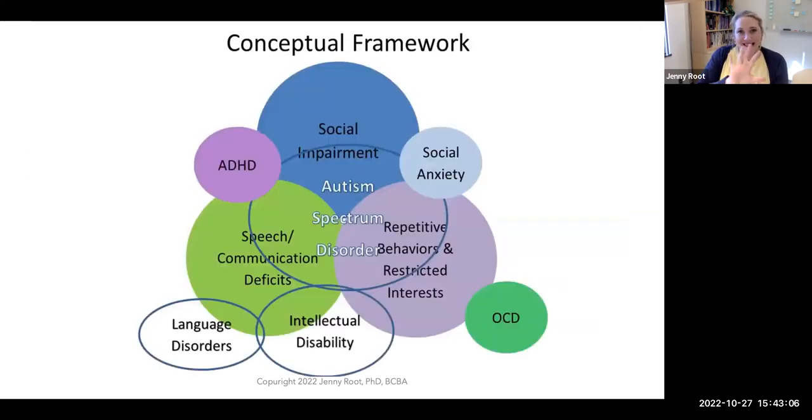So a lot of these behaviors and characteristics overlap with many other things, right? So you can see here in the middle this autism spectrum disorder, and it relates to social anxiety. Some may have just a social impairment, maybe some restricted interests, where certain social situations are going to give them a lot of anxiety. You could have that and not meet the other criteria for autism. There's a lot of overlap with ADHD, which I'll talk more about in a minute.